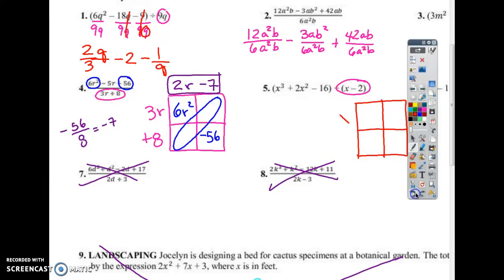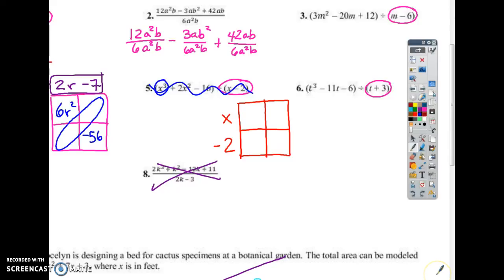Oh, hold on. And then inside, you're going to put the first term. No. Time out. We're not doing number 5, because that's x cubed. Don't do number 5. You are doing number 3, and you're not doing number 6. So just finish number 3, and then go back and finish the front page.